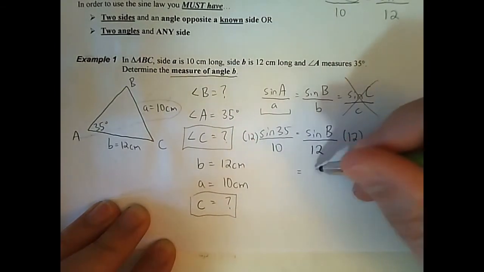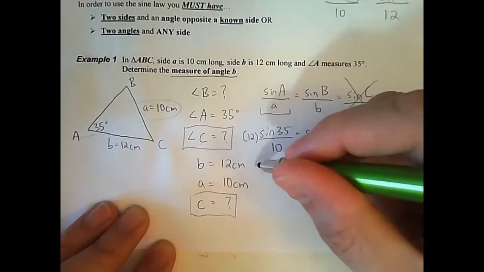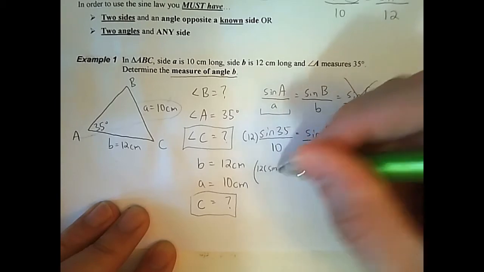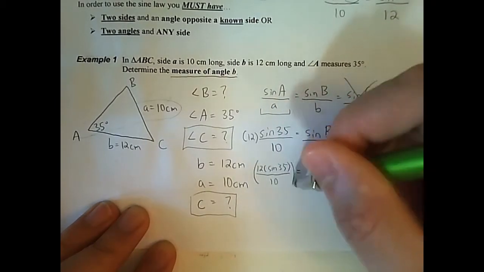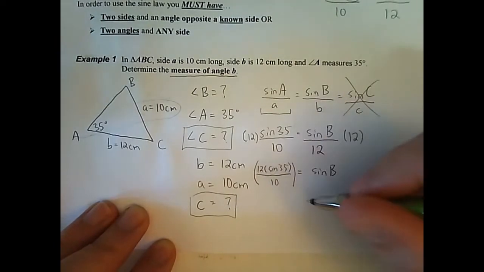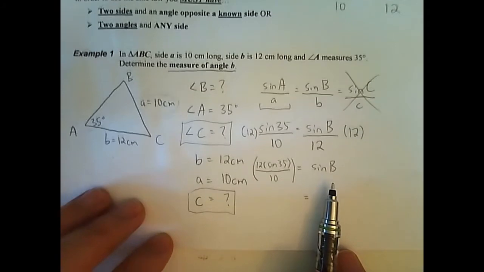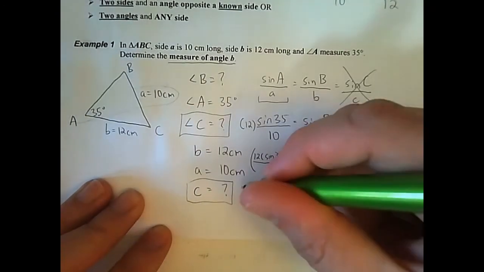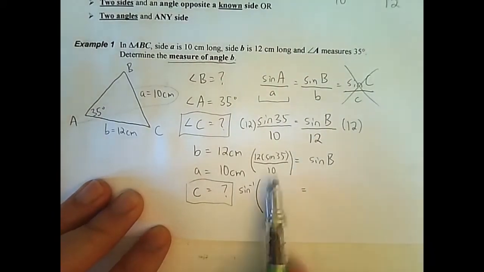We're going to be left with sine B is equal to 12 times sine 35 all over 10. You're probably wondering, why am I writing it like that? Well, if I'm solving for an angle here, when we did our primary trig ratios, I need to get rid of the sine here. So we're actually going to do the inverse of sine here.